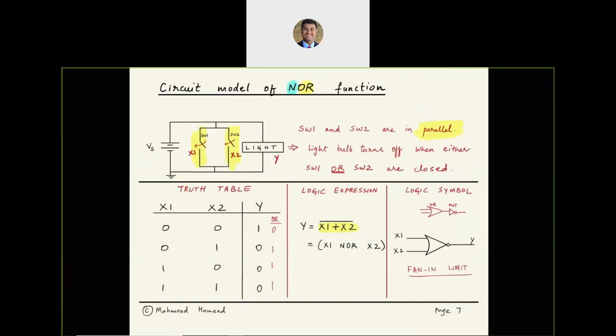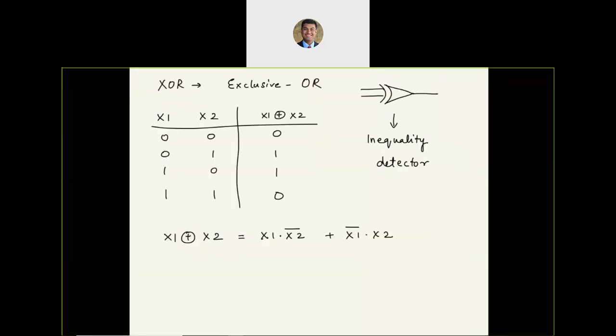Okay, let's move on to the exclusive OR function. So student has this on the chat. Let's talk about that function right now.